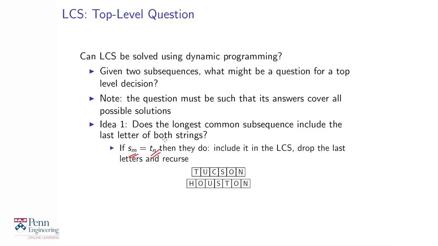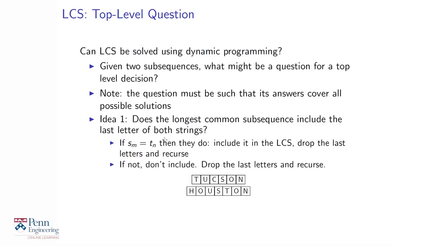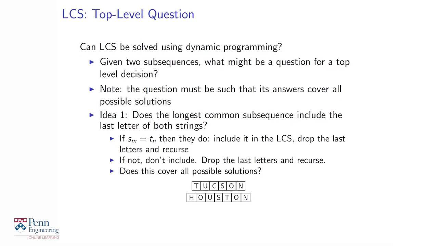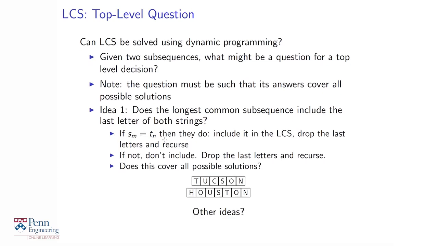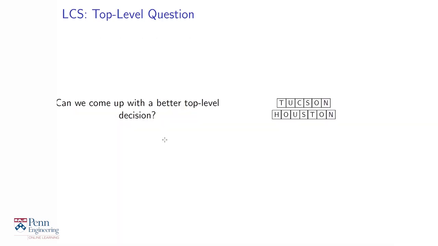We've at least nibbled away at the problem around the edges like we want to do. But is this correct? Well, unfortunately not. It's ignoring some other possible answers, which is when the last two symbols in the two sequences are not the same, but we want to drop one of them and keep the other one. We need to allow for that possibility as well. So this doesn't cover all possible solutions.